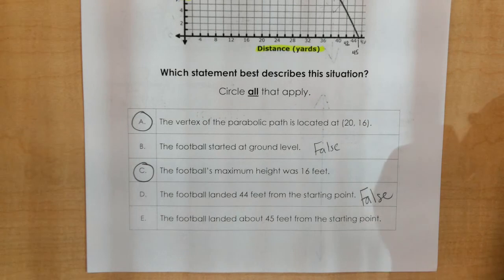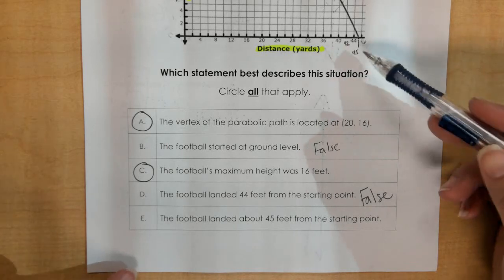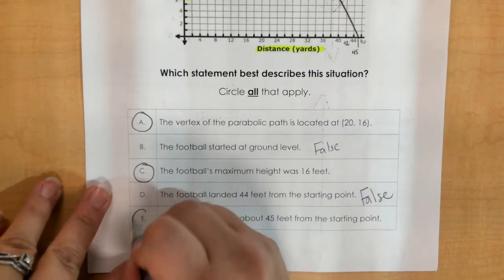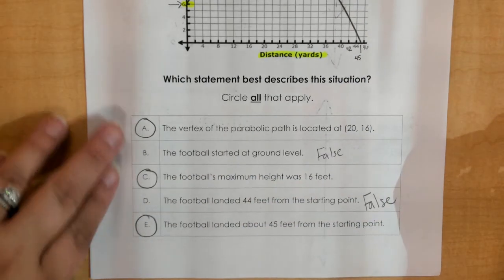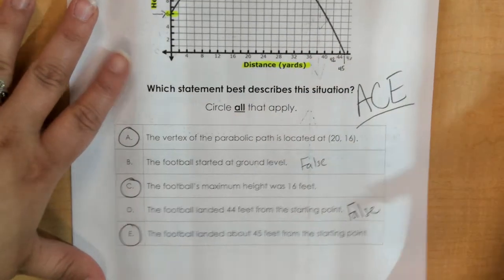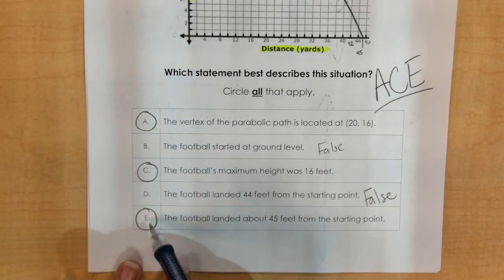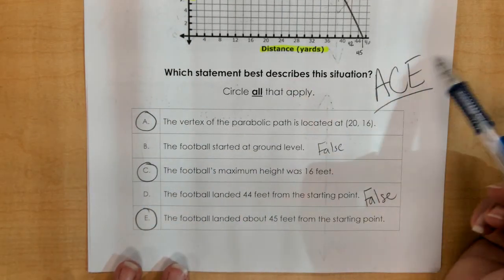Okay? Lastly, the football landed about 45 feet from the starting point. Exactly right. We already discussed that right there. It's 45. So my solutions are A, C, and E. Okay. It does say circle all that apply, so I think that this is also just fine to circle here. You could also write your letters out to the side.